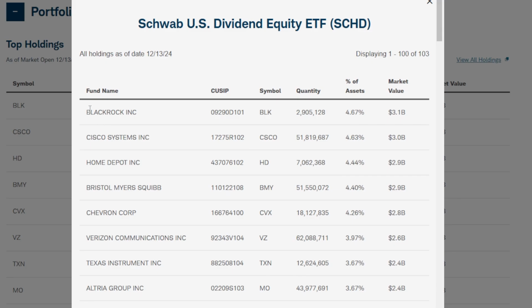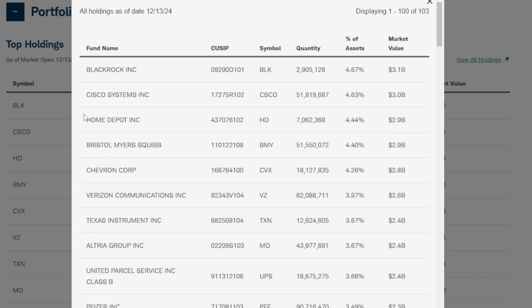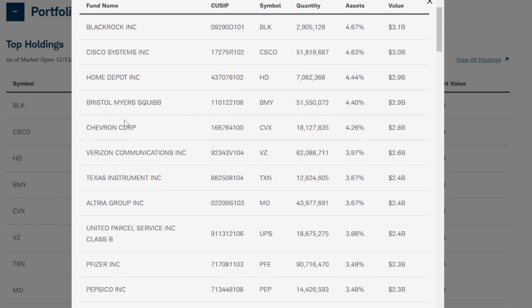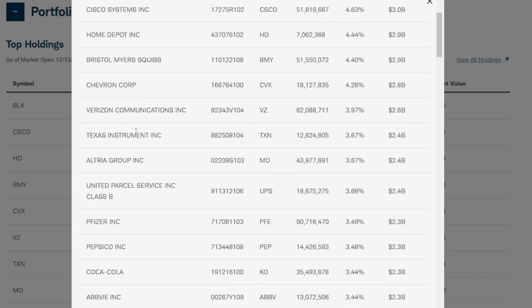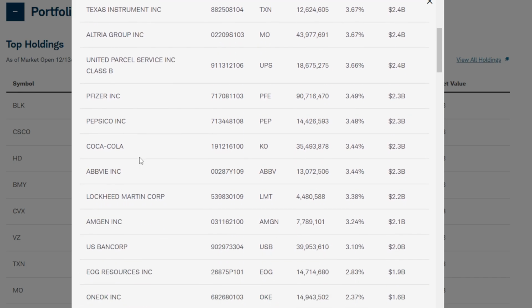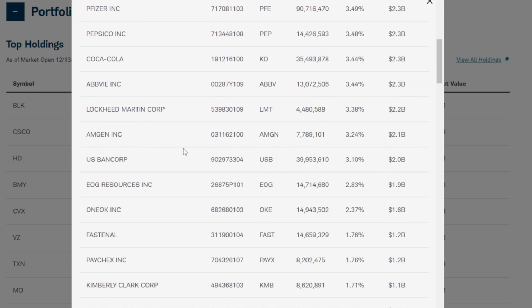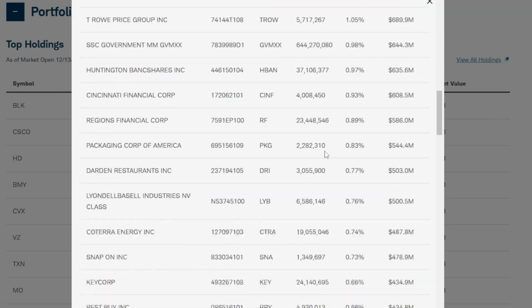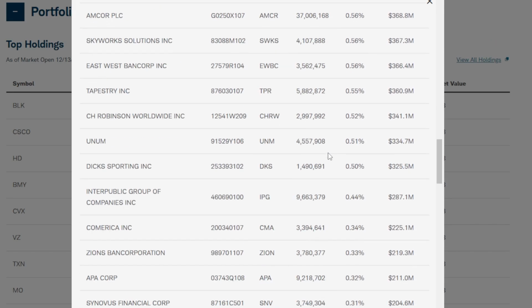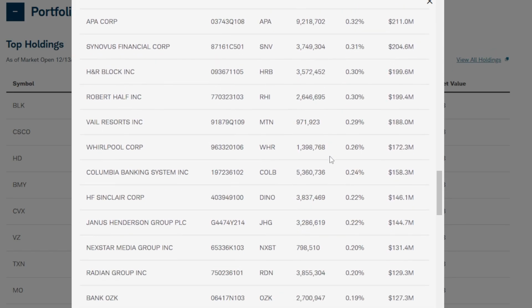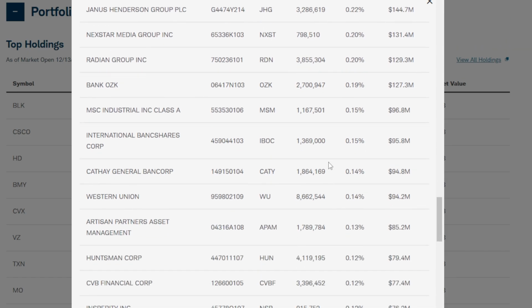Now, speaking of companies within the ETF, these are going to change on a consistent basis. There's a reconstitution that happens once a year, which again makes it very tough for single stocks to even remain in the fund to begin with. Now, as of right now, names like BlackRock, Cisco, Home Depot, Bristol Myers, Chevron, Verizon, Texas Instruments, Altria Group, UPS, Pfizer, Pepsi, Coca-Cola, AbbVie, and others make up the majority of the ETF. But all in all, there's around 100 different individual names that give you a ton of diversification, and at least you know that these names made it through the screenings to make it in the fund.